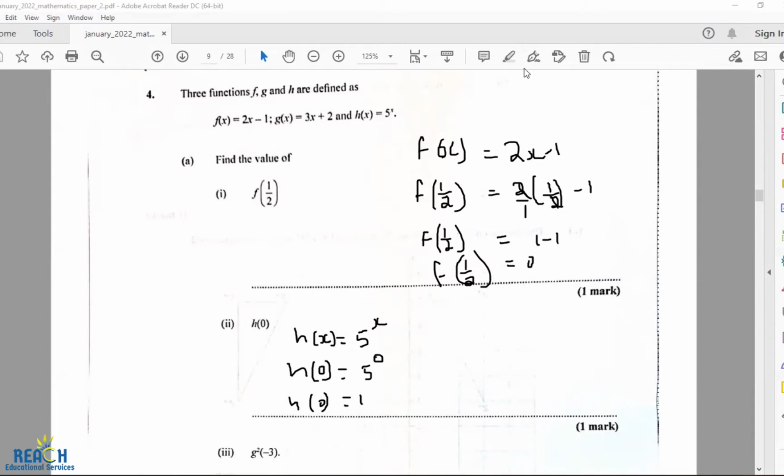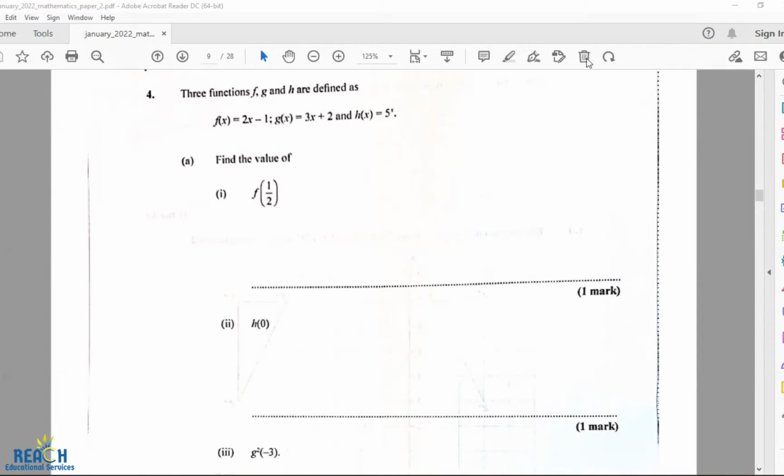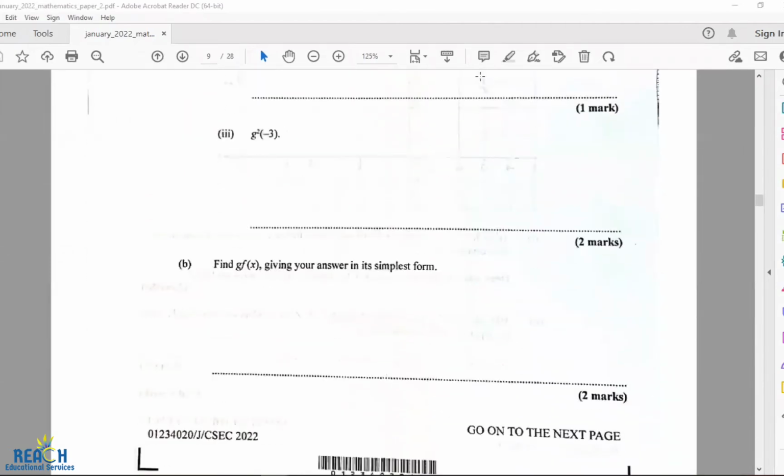Now let's move on to the third part of this question. g squared of -3. Let's scroll along a bit. g squared of -3 means that g multiplied by g of -3. So I'm going to work out this little square bracket right here first before I can complete the function.